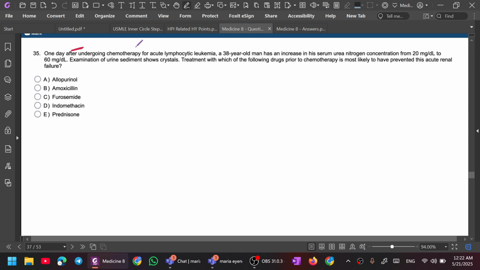One day after undergoing chemotherapy for ALL, a 38-year-old man had an increase in serum urea nitrogen concentration from 20 milligrams per deciliter to 60. Urine sedimentation shows crystals. Treatment with which of the following drugs prior to chemotherapy is most likely to have prevented the renal failure?